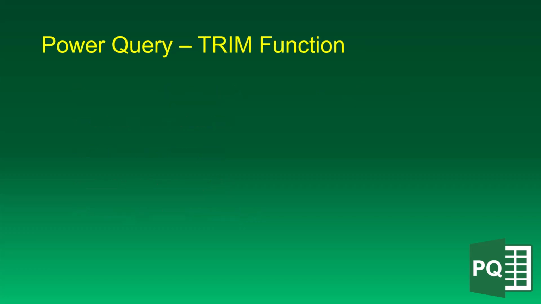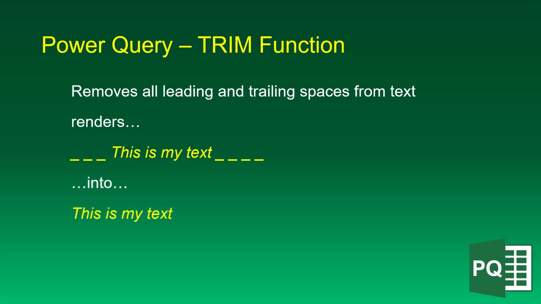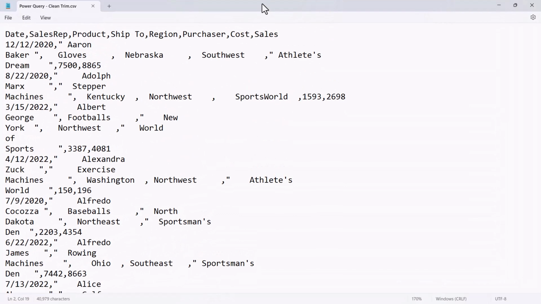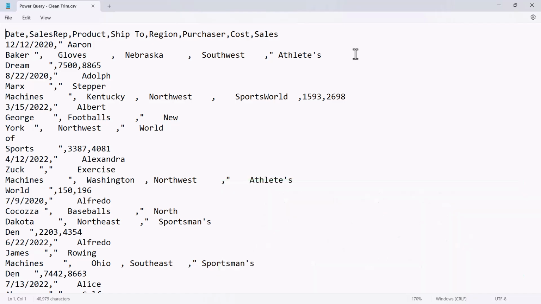The trim function, on the other hand, removes all leading and trailing spaces from text. So this will render text that has leading and trailing spaces like this into this. So let's look at how most people would utilize the trim and clean function to fix this file, but then I'll show you the pitfalls of that technique and show you a better, more dynamic way of solving the problem. Feel free to download this sample file from the link in the video description so you can follow along.